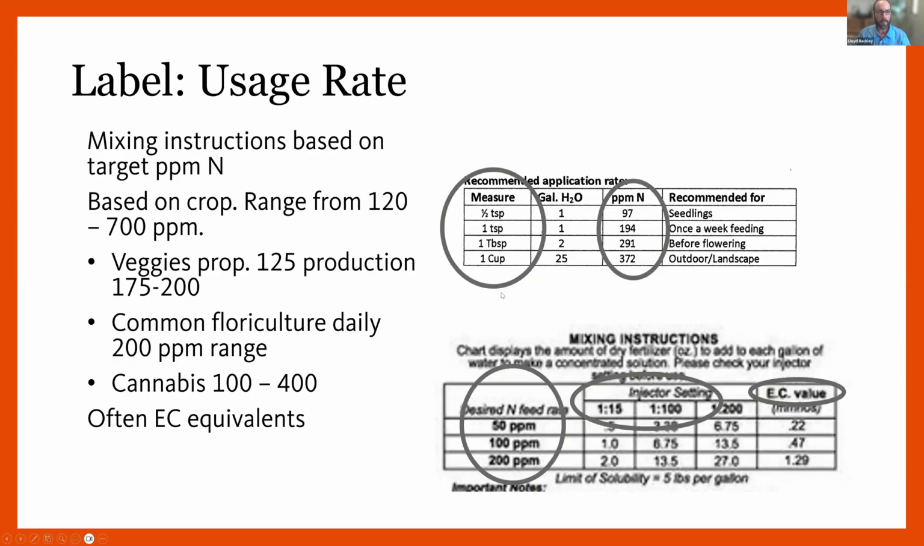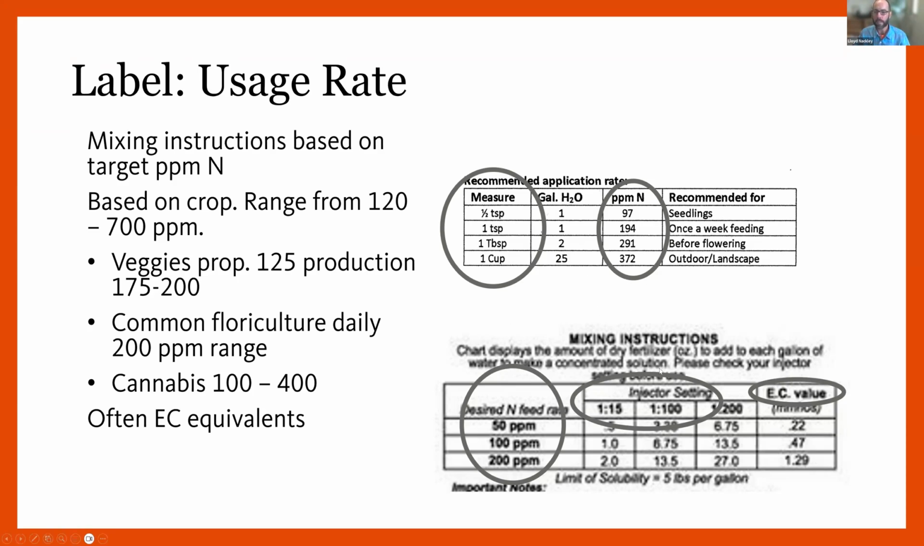The last thing that's critical on the label is the usage rate. You'll find this one's a bit blurry because I tried to zoom in so you could read it. It's actually from a fertilizer bag. But these are the parts per million N, so they're based on nitrogen, the ppm N, for your crop at a certain concentration.